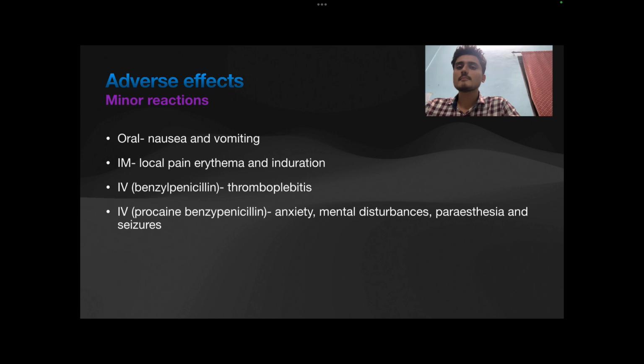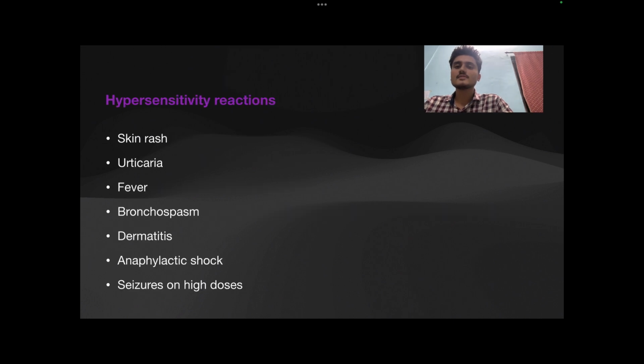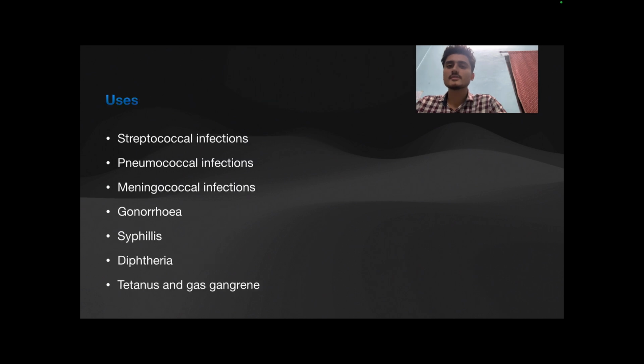Adverse effects. Some minor reactions are oral nausea and vomiting, and with intramuscular use, local pain, erythema and induration. Intravenous benzyl penicillin causes thrombophlebitis. Intravenous procaine benzyl penicillin causes anxiety, mental disturbances, paresthesia and seizures. Hypersensitivity reactions like skin rash, urticaria, fever, bronchospasm, dermatitis and anaphylactic shock, and seizures on high doses, are seen in patients.